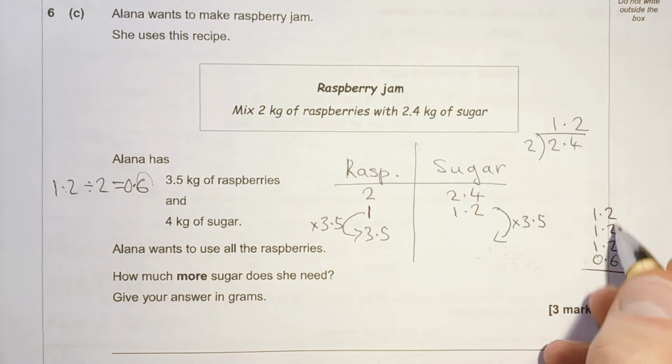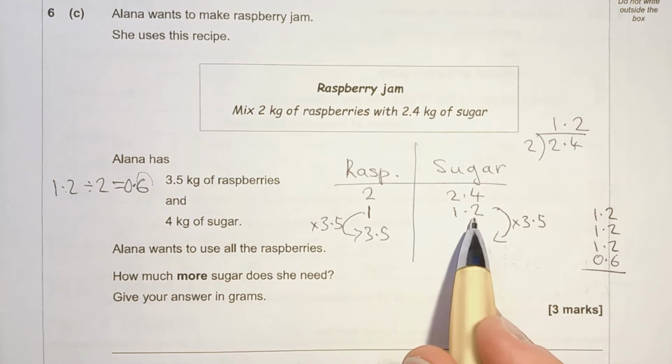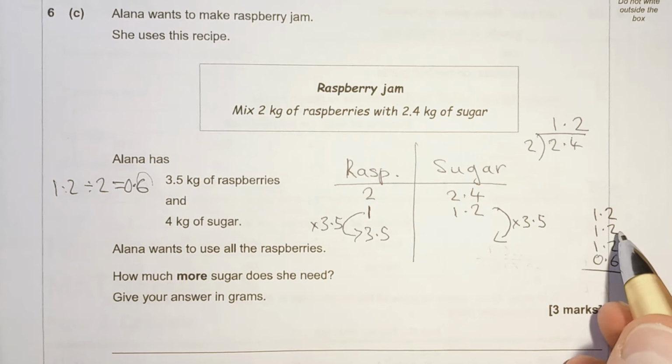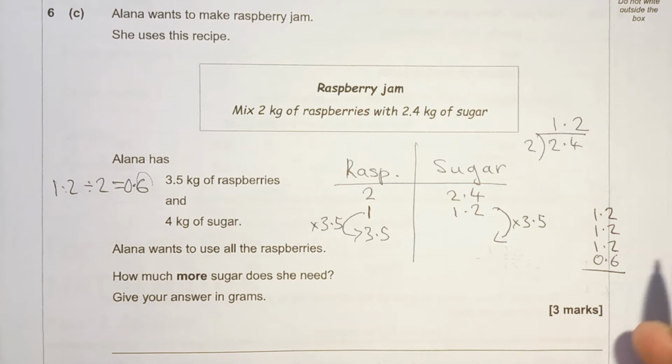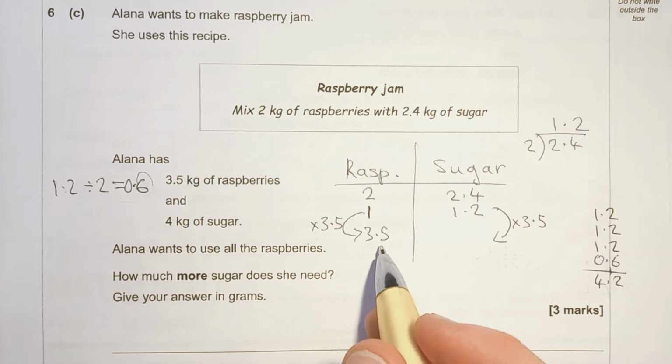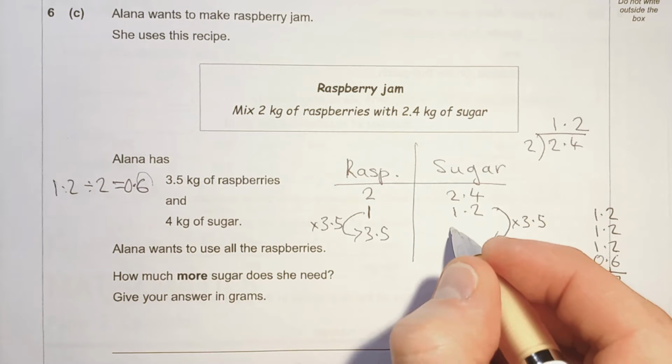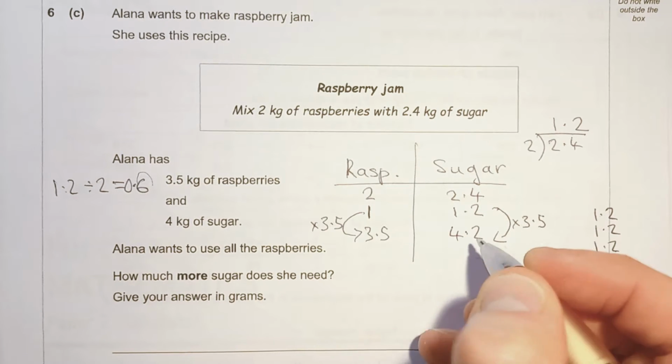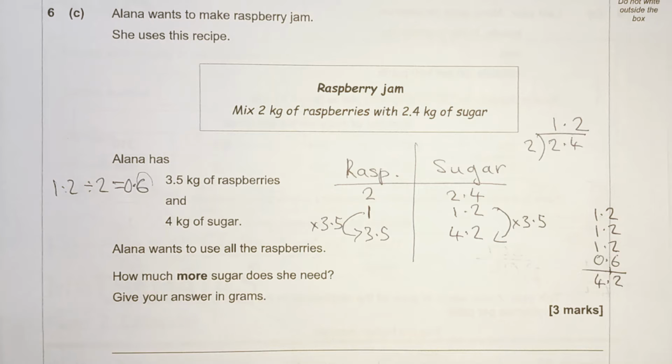So this is 3.5 lots of 1.2. So 2 plus 2 is 4, plus 2 is 6, plus 6 is 12. 1 plus 1 plus 1 plus 1 is 4. So for 3.5 kilos of raspberries, we need 4.2 kilos of sugar.